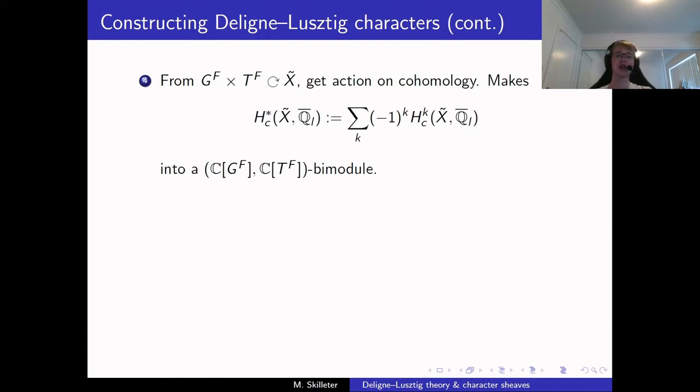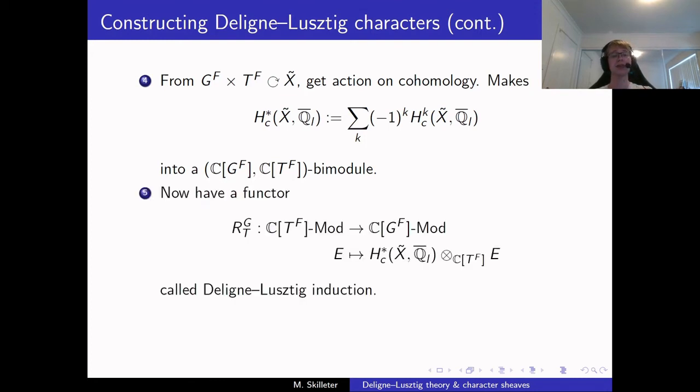Now, having this action on the variety X tilde induces an action on the cohomology. This is etale cohomology with compact support, like I mentioned earlier. Now that's exactly a representation of G^F cross T^F. At this point, we're going to start thinking of representations as modules over the associated group algebra. So each of these vector spaces H^k_c is a module over the group algebra of G^F cross T^F, or equivalently, it's a bimodule over CG^F and CT^F. We can now consider the virtual bimodule, that's the alternating sum of these modules.